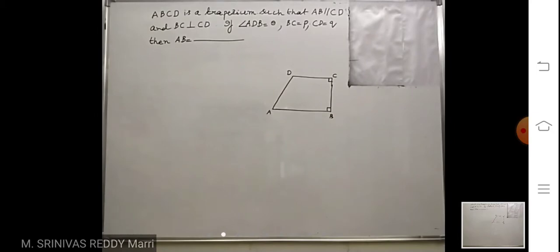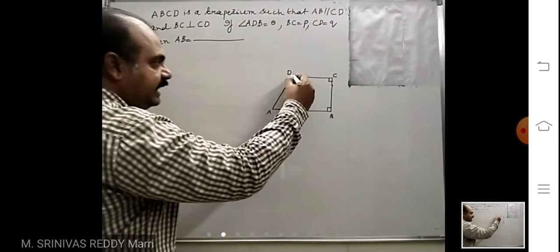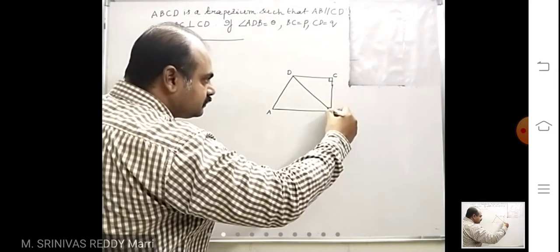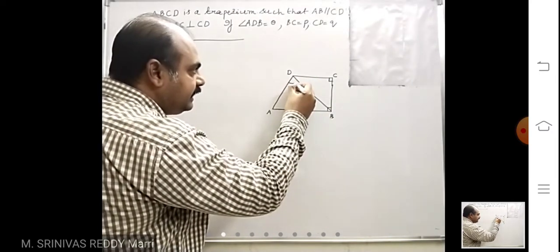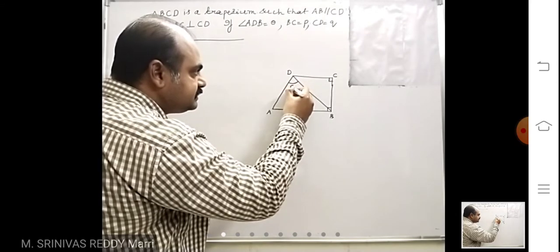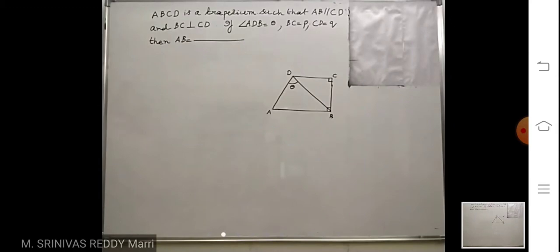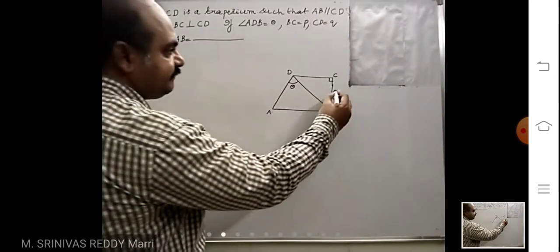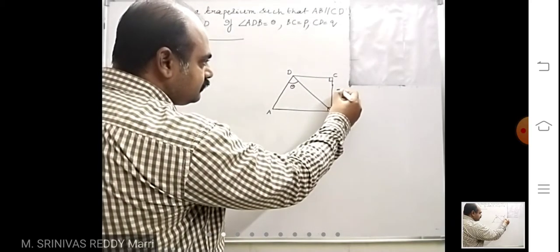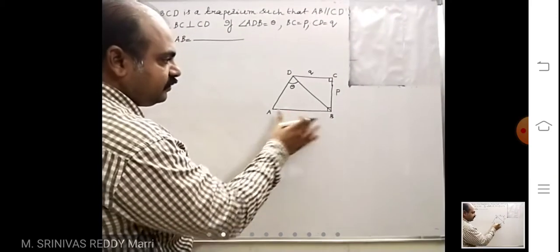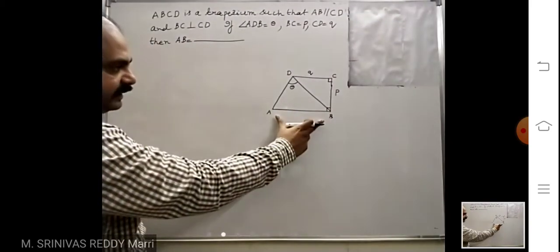Now look here. What is given? Angle ADB equal to theta. Join this. Angle ADB equal to theta. That means this angle is given as theta. Now BC is given P and CD is given Q. So what you have to calculate is AB, this length.